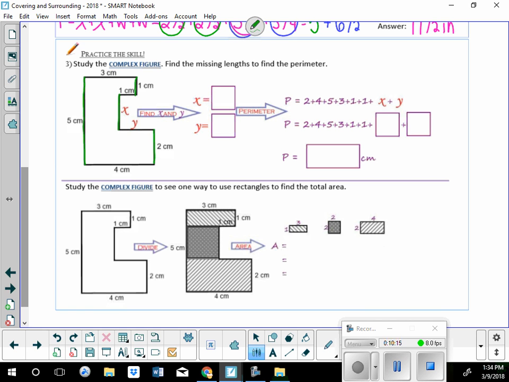Okay, now here's your next one. I'm going to show you one way, but this is not the only way to do it. There's lots of ways you could choose to do it. But I'm trying to find this distance of y right here. If I know that this entire length right here is 4, I'm going to use that to help me out here. I also know that this length right here is 3. So that means that this portion right here, what does that have to be? 1.